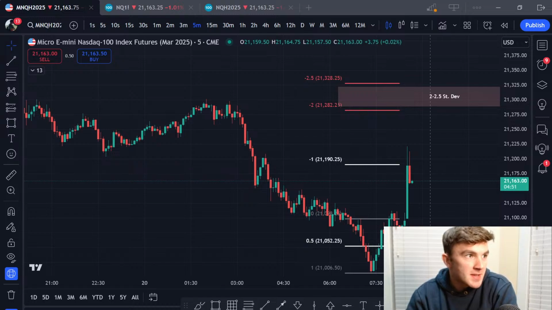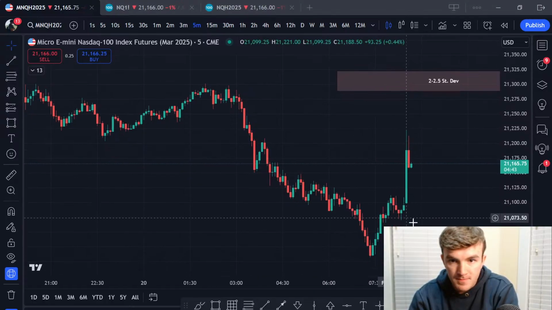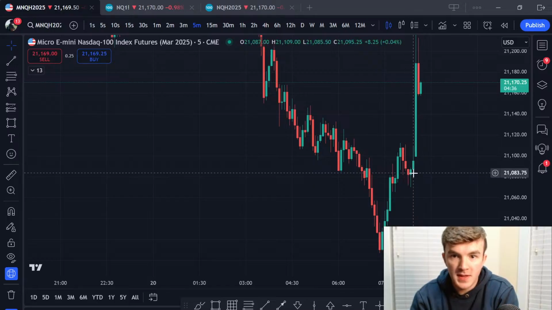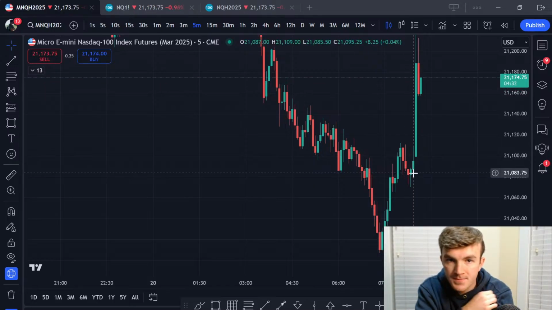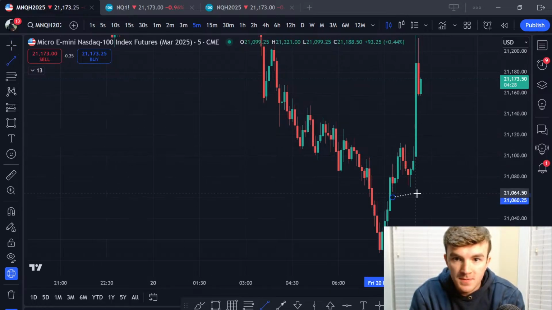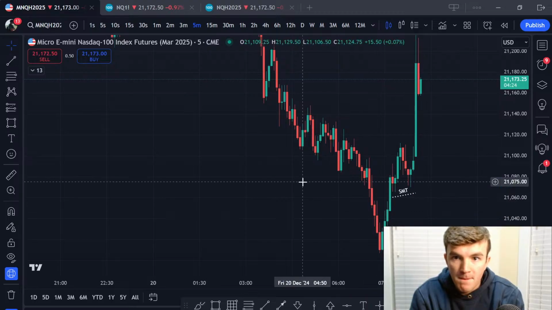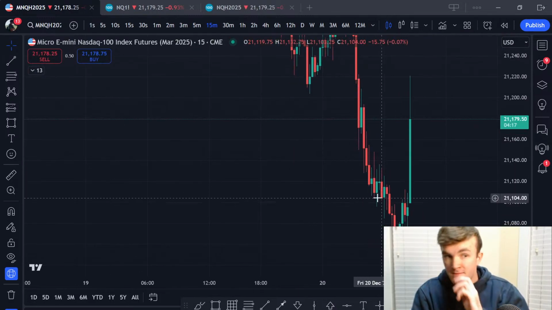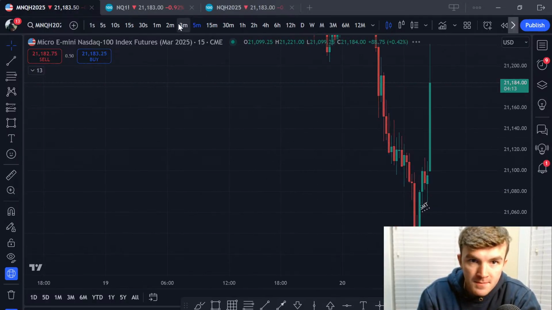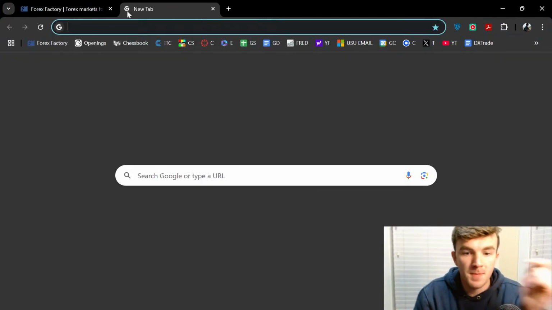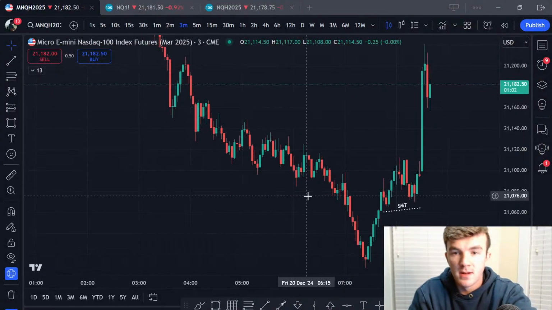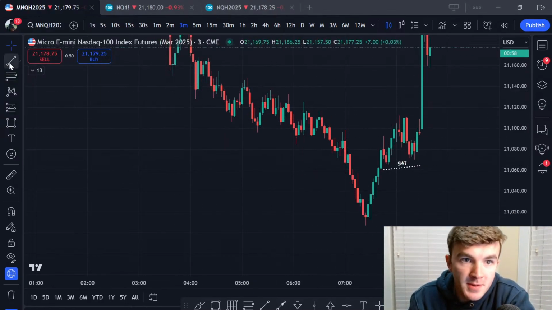We did get SMT going into this. This was a nice breaker fair value gap trade. We even got SMT as well, and that was nice. Yeah, dang. Okay, let me get Tradovate open in case I need to take a trade. But yeah, that was a good trade because we had really, really good generated liquidity all through here.